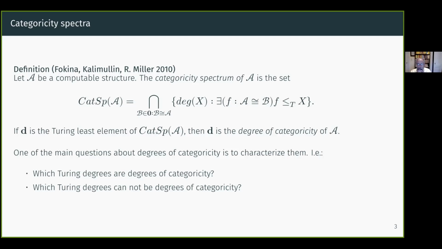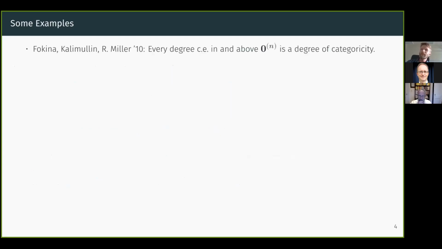This notion was introduced in 2010, and it has seen a lot of interest. One of the main questions about degrees of categoricity is to characterize them. In particular, we want to know which Turing degrees are degrees of categoricity, and which Turing degrees cannot be degrees of categoricity. Here are a few examples answering this type of question partially.